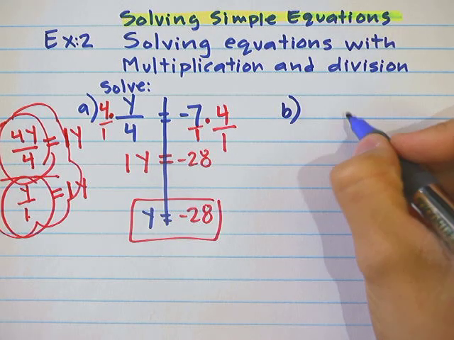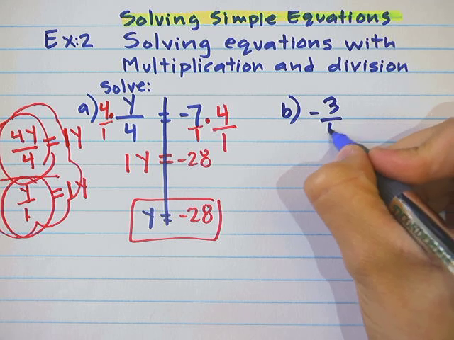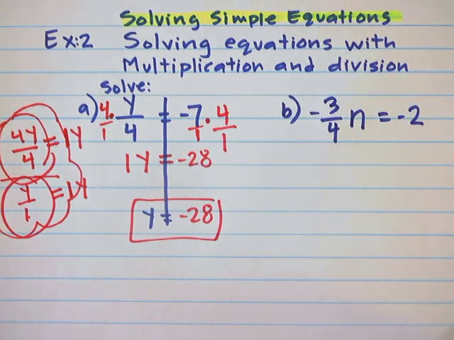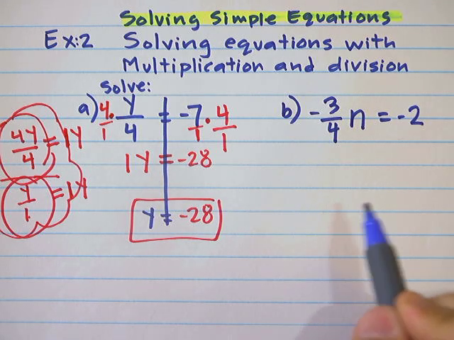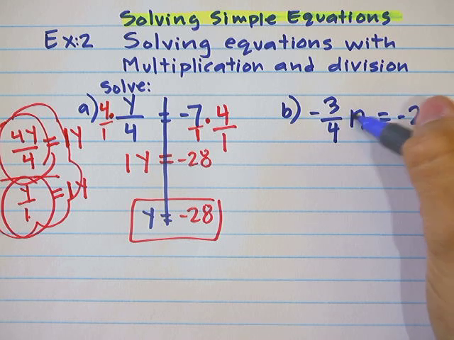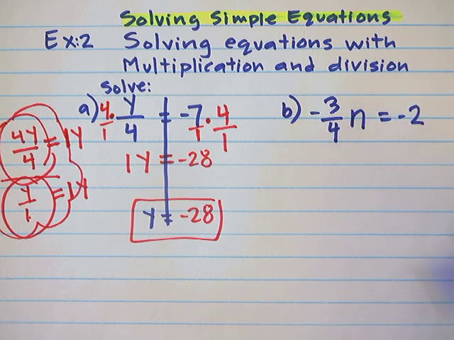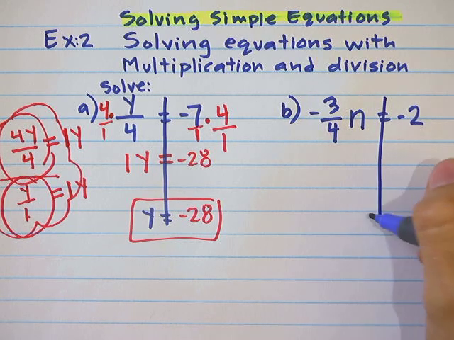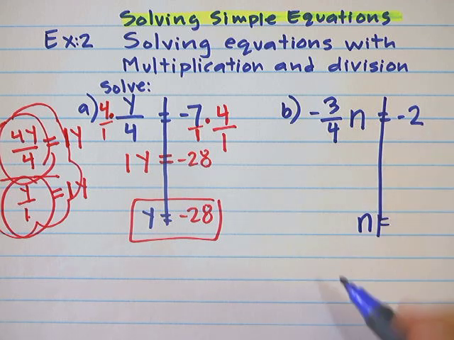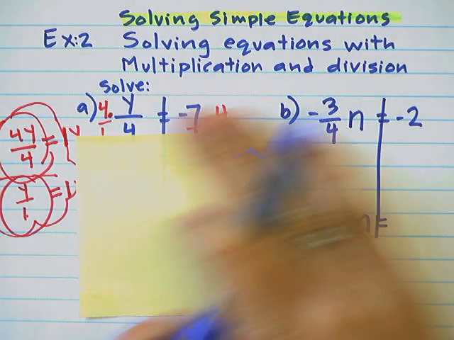The next one is -3/4 n equals -2. Now, this one requires a rule that we need to remember, because this actually looks like multiplication of a fraction. And when you have multiplication of a fraction, dividing by a fraction gets a little bit crazy. So one thing I need to remember is a sidebar. So let's make a side note.